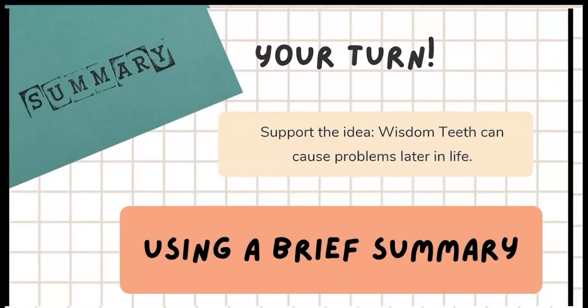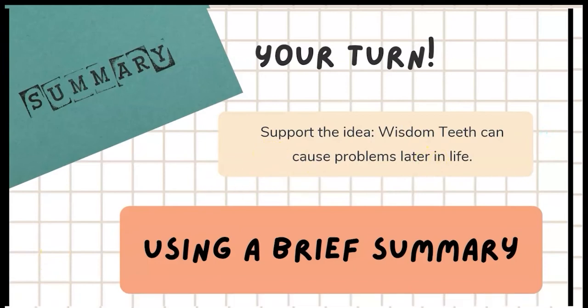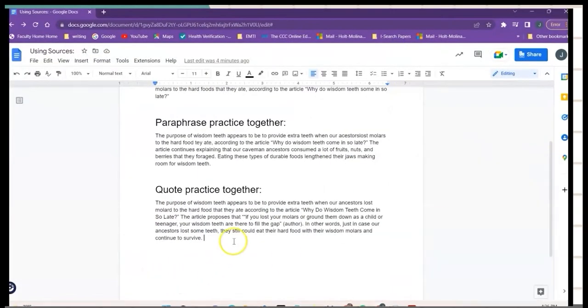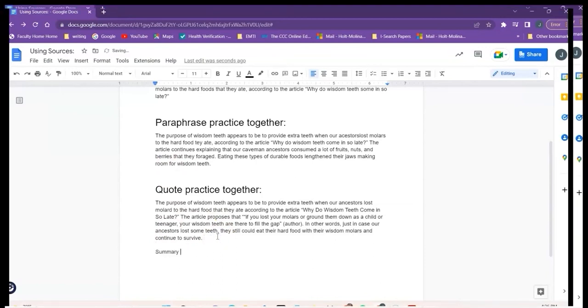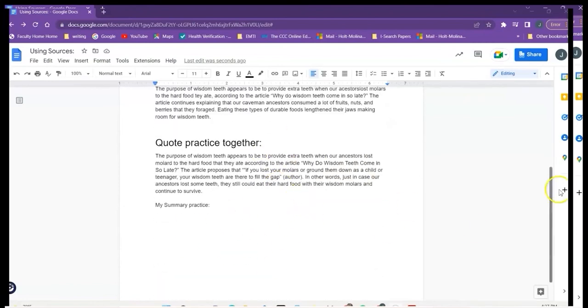You're going to support the idea that wisdom teeth can cause problems later in life. You're going to actually use a brief summary to do this. So I want you to go ahead and go back to your Google Doc that you had already written things on. Here's my Google Doc. And you are going to write summary practice, and just write that.